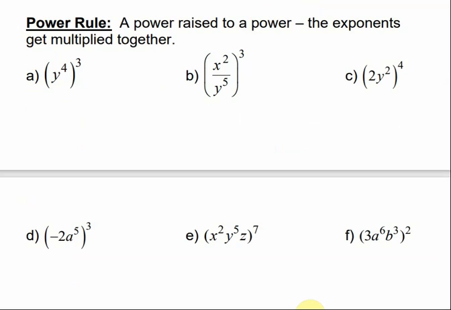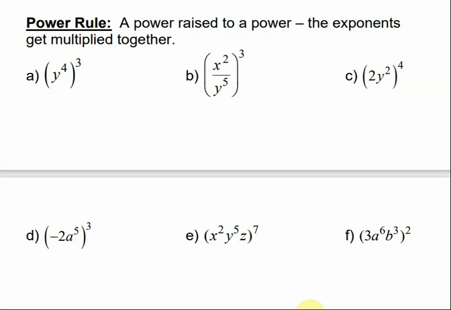All right, the next rule, or the last rule in this section that we're going to talk about, is the power rule. Well, the power rule says that if we have a power raised to a power, then we multiply the exponents. So this is different than the product rule. In the product rule, we were multiplying the bases, so we added the exponents. Now we're raising a power to a power, so we multiply.